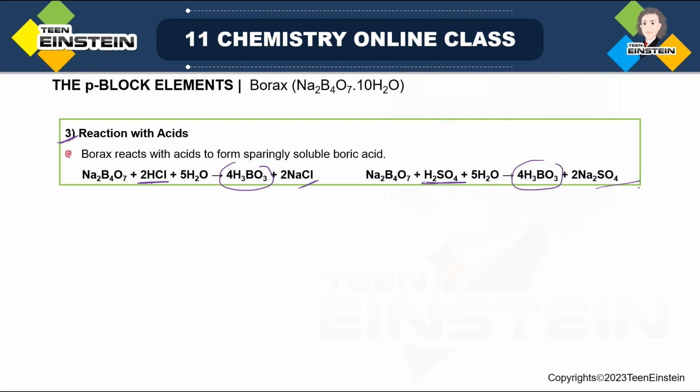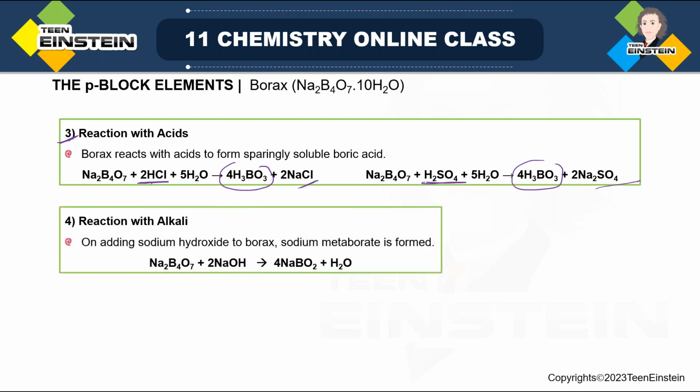This reaction that we are discussing under the properties of borax can also serve as the preparation method of H3BO3, isn't it? Because when you are treating borax as a source of boron with an aqueous solution of HCl or H2SO4, you are getting boric acid. So remember, the next compound we are going to discuss after finishing borax is H3BO3. There we can see that this equation can be used as a preparation method for H3BO3.